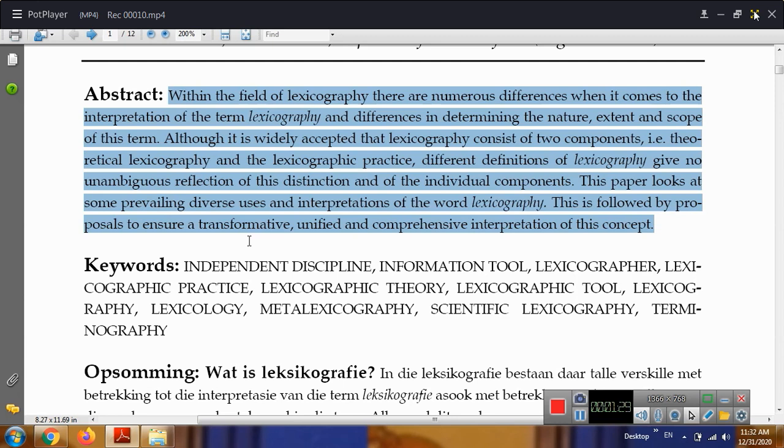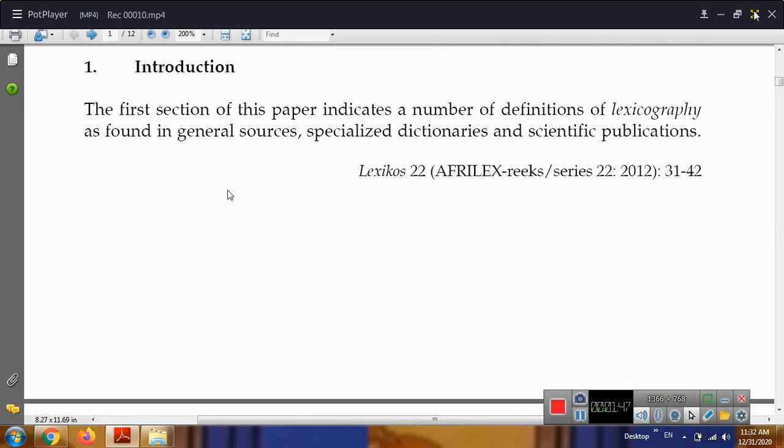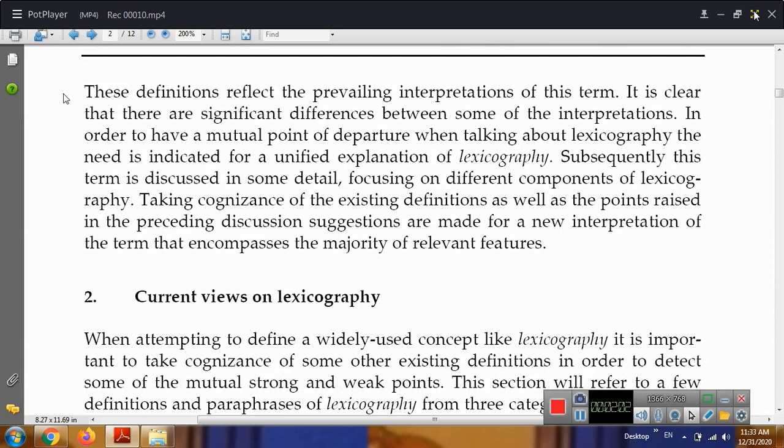Okay, as it is clear in the abstract of this article, here we will read some definitions about lexicography and its types, and we will read some details about lexicography. The first section of this paper indicates a number of definitions of lexicography as found in general sources, specialized dictionaries, and scientific publications. These definitions reflect the prevailing interpretation of this term. It is clear that there are significant differences between some of the interpretations.